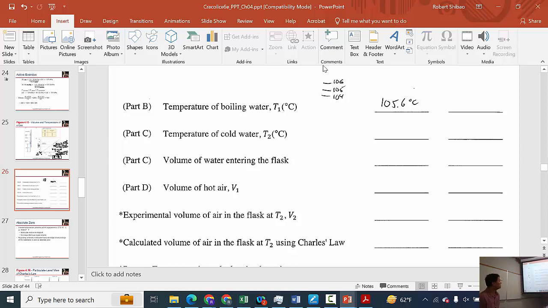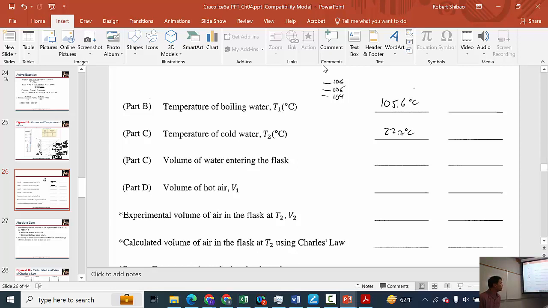So anyway, we do this. What was the temperature of the cold water? 27.7. So it looks like it's reading about 5 degrees too high, maybe. I don't know. What did other people get for the temperature of the cold water? All right, maybe a couple of degrees.